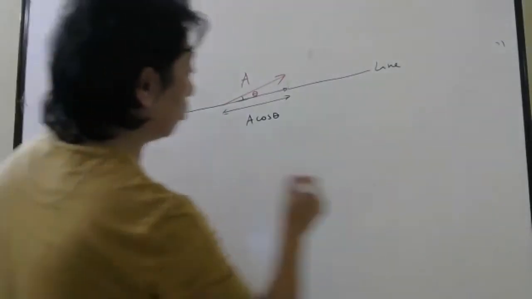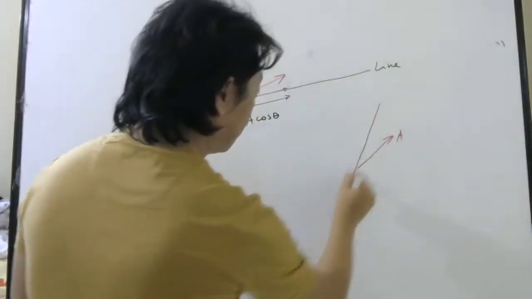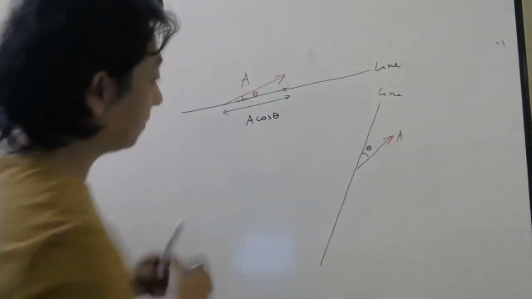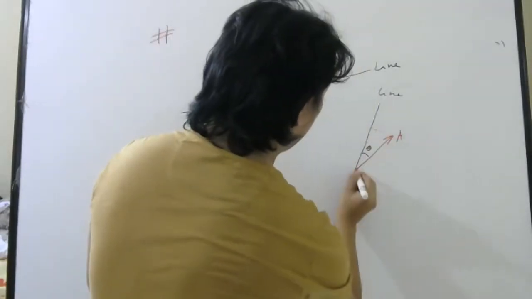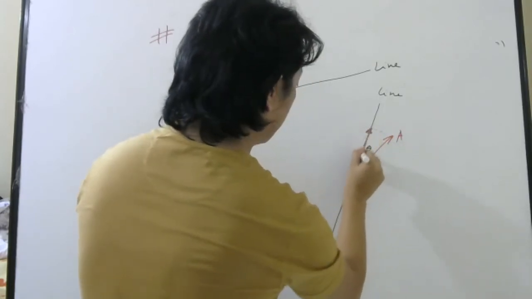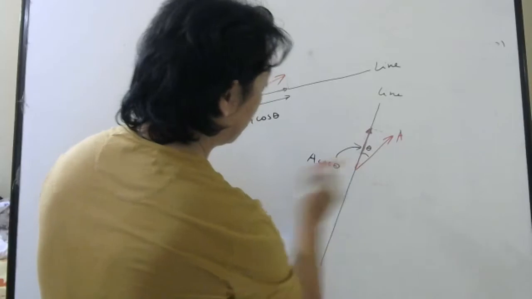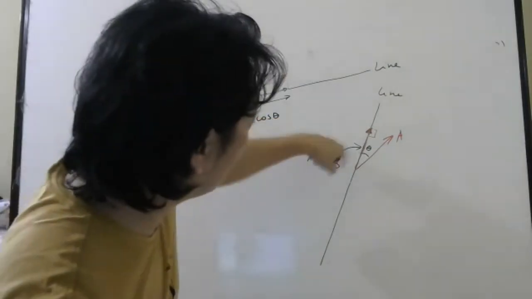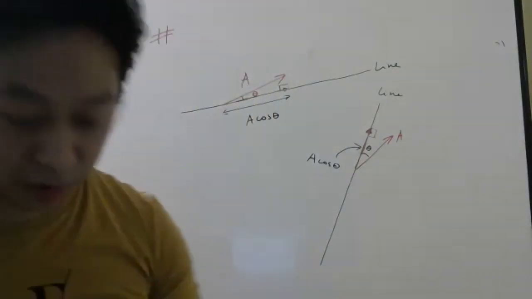So tomorrow I may show you one vector here and one line here. And if I ask, what is the component of this vector along this line, this component, that will again be A cos theta. Because this is the adjacent side of this triangle, just like this is the adjacent side of this triangle. Okay, so please remember this.